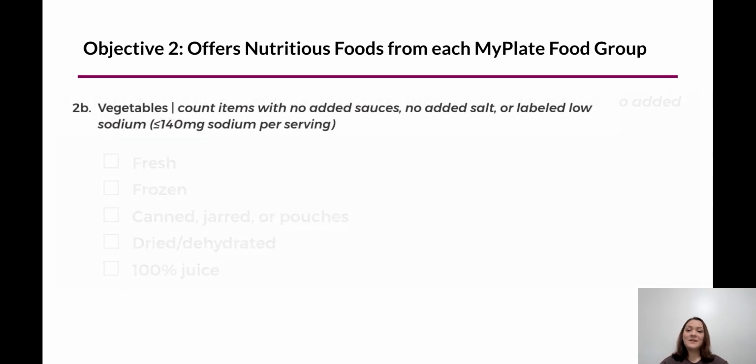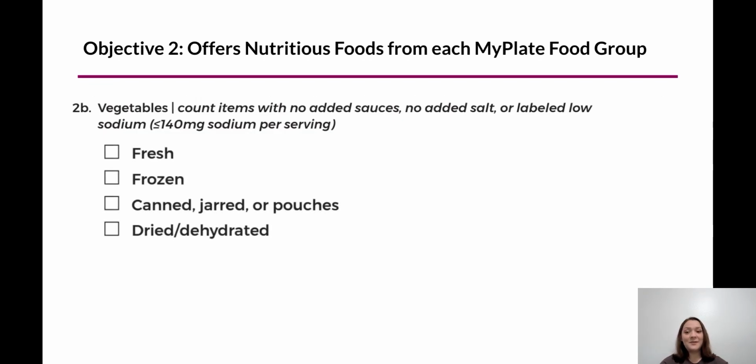Now for vegetables. The same concept applies. No added sauces, no added salt or sugar, or labeled as low sodium with 140 milligrams or less per serving. And just like with fruits, you'll count vegetables that are fresh, frozen, canned, jarred, and dried or dehydrated. And make sure to check the labels for low sodium as well. An example of these vegetables might look like fresh broccoli, canned green beans labeled low sodium, frozen corn, and dried mushrooms. All of these count as vegetables.